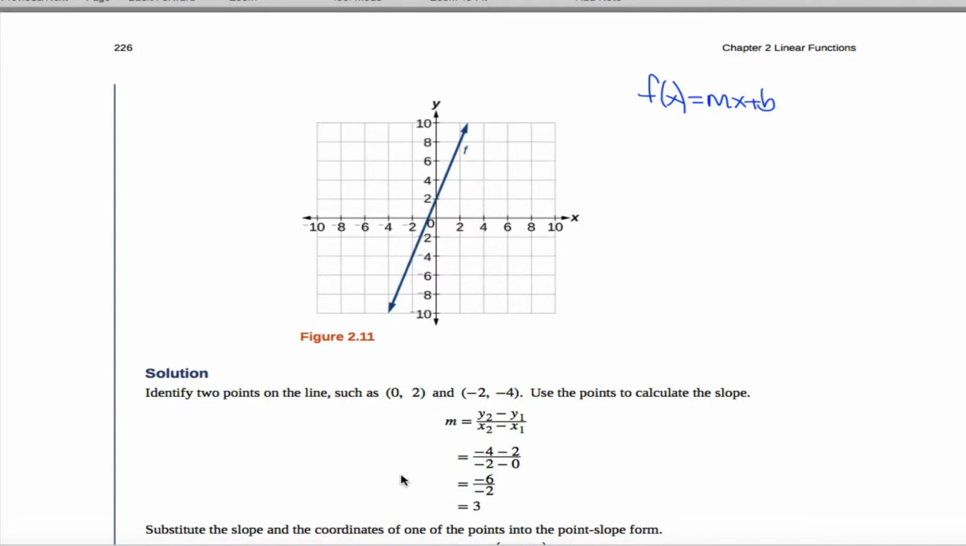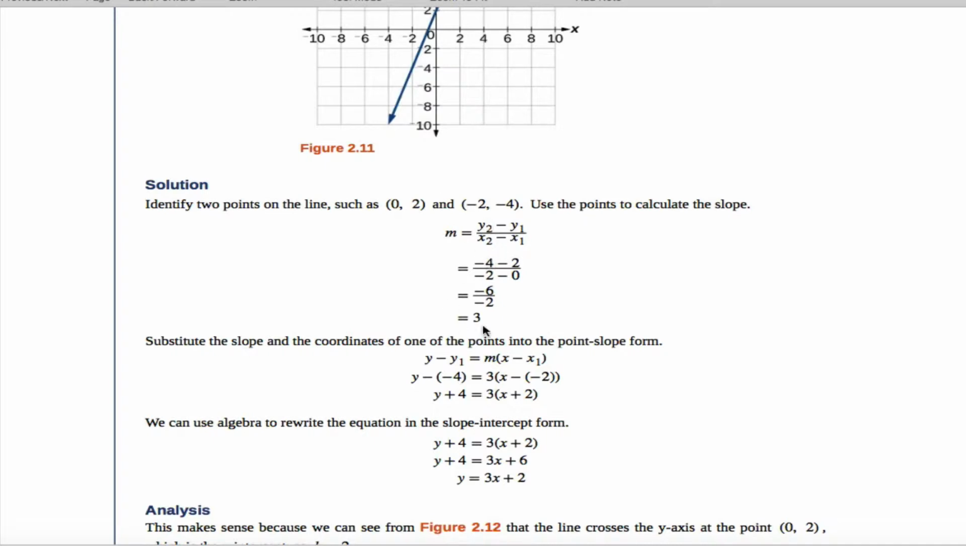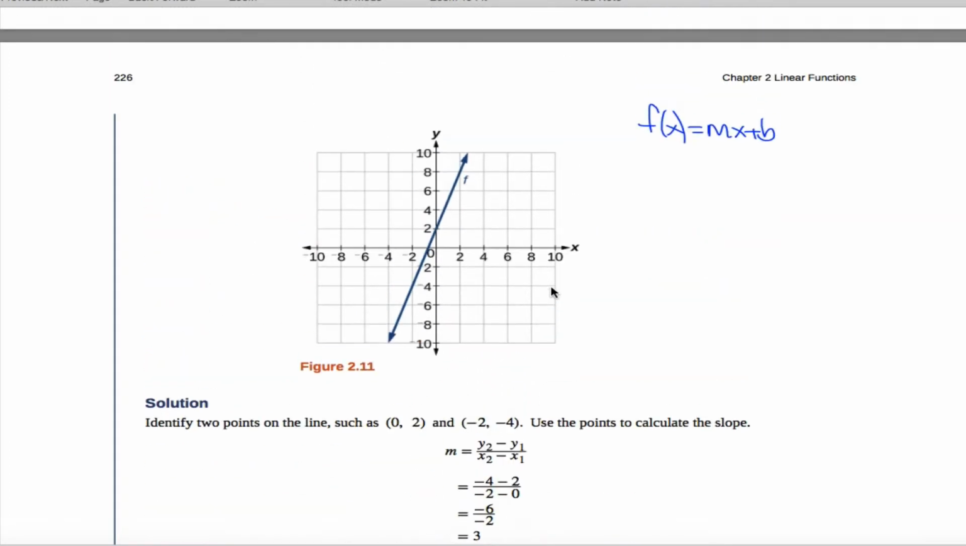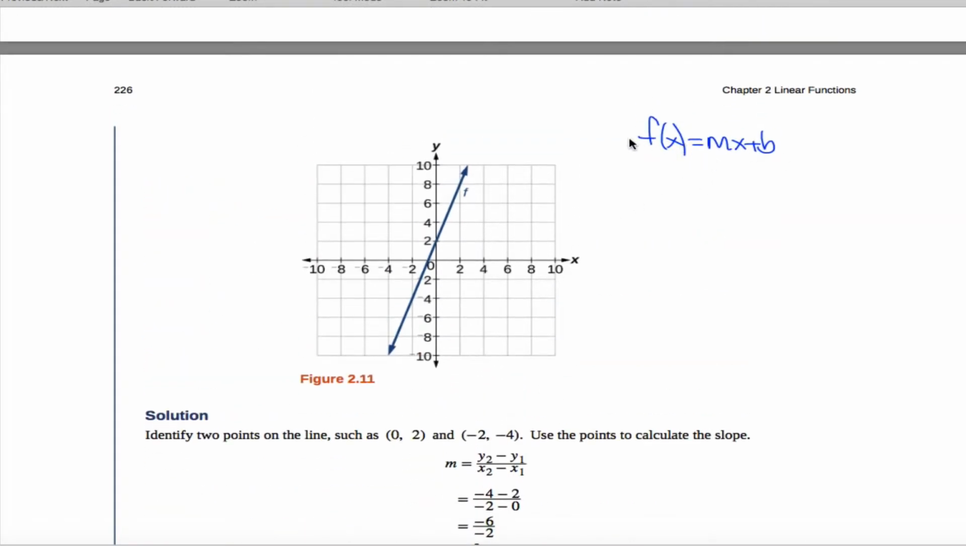What your book does is it first figures out the slope of the line, and then it puts the line in point-slope form. And that's totally fine. You can do that. It turns out for this specific problem, you could figure out the answer without ever using point-slope form. You can go straight to slope-intercept form.